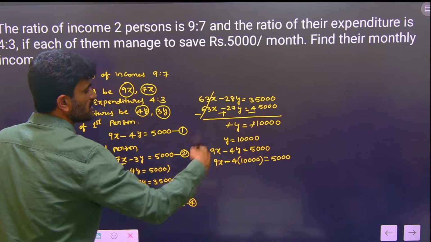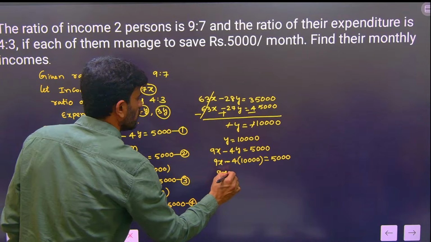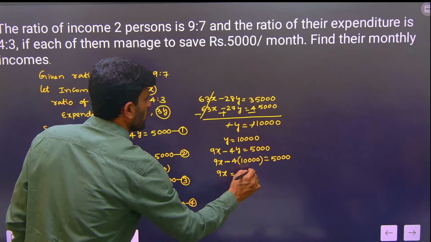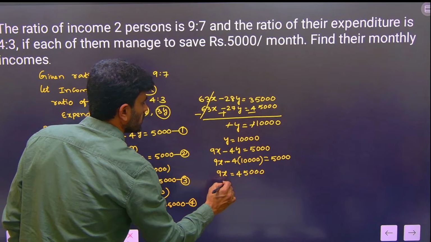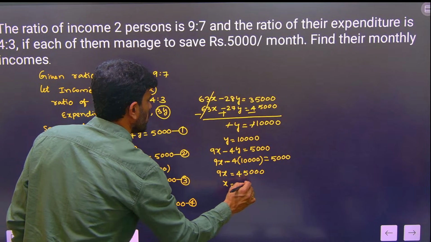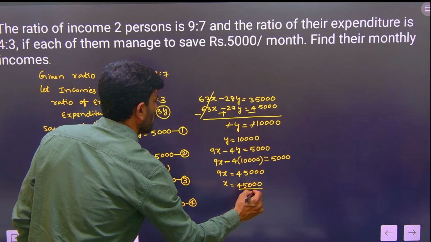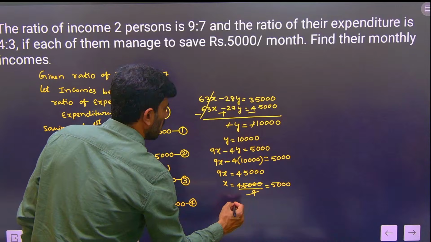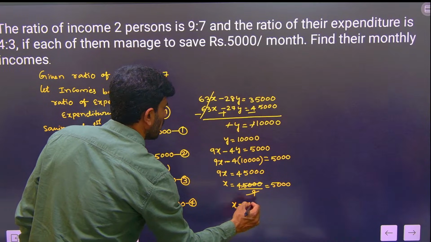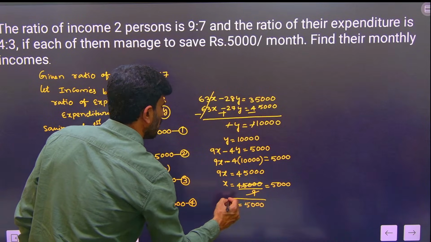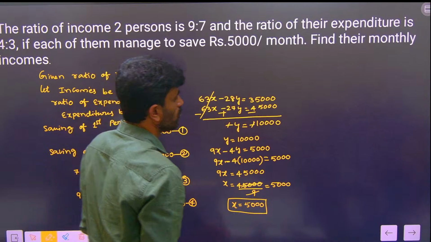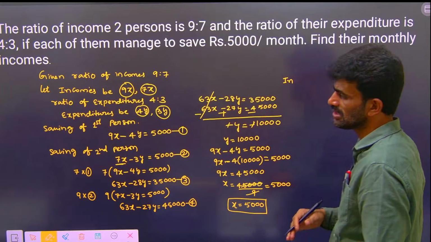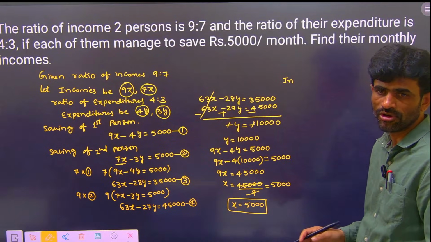Now this is 40,000 on that side. 9x is equal to 5,000 plus 40,000, which is 45,000. Now x is equal to 45,000 by 9. x is 5,000. We have to find out the incomes. So now we should write the conclusion also. Once you got x, it is not over.